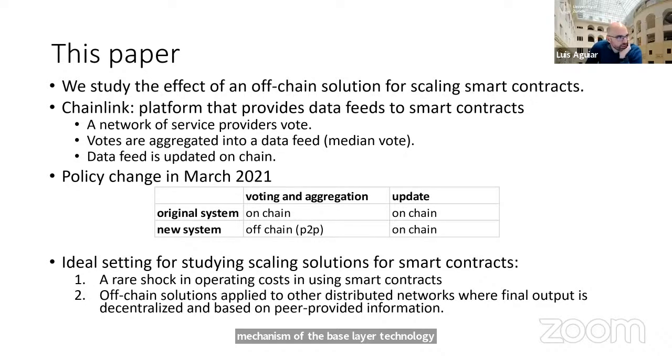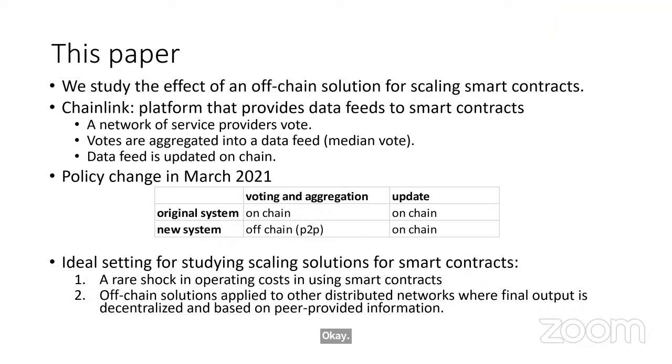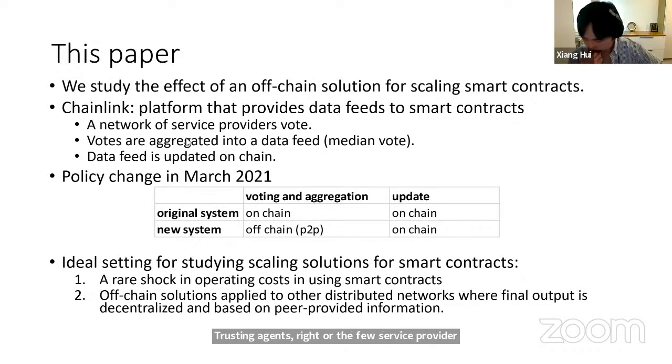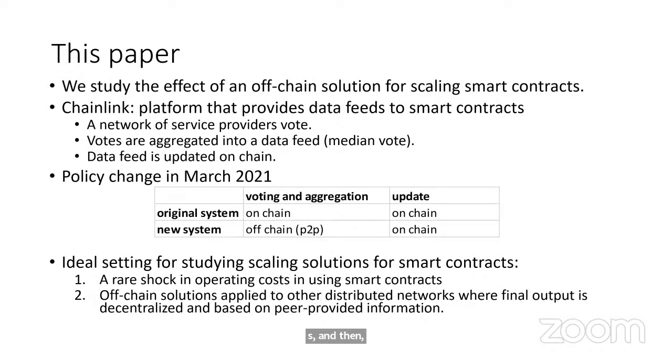There was another question by Nancy. I don't know if you want to unmute yourself. Yeah, right. So I just want to quickly ask, wouldn't this voting and aggregation stage be centralized exactly because of the same reason that you gave on the last page, I think? So first of all, it then requires trust, trusting agents, right? Or the few service providers. And then secondly, it's not scalable. So it would be centralized or concentrated, right? Which is contrary to what blockchain tries to do.